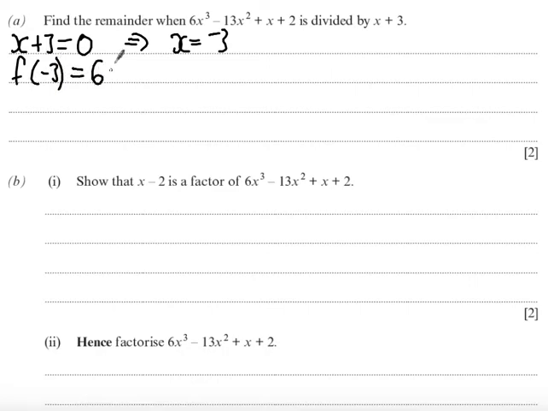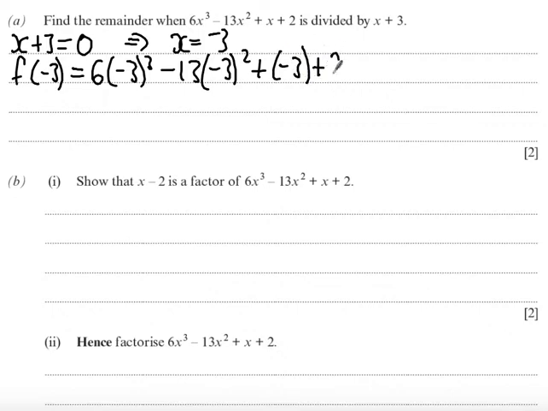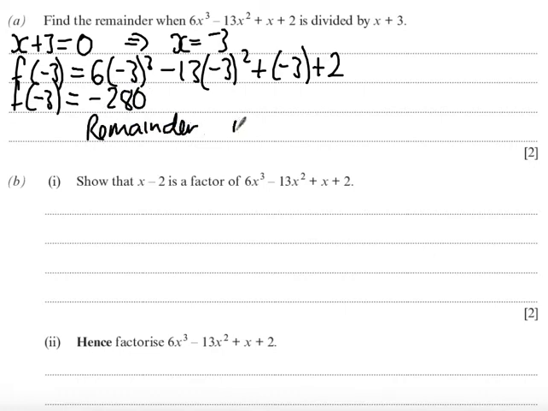So I get 6 lots of minus 3 cubed, minus 13 lots of minus 3 squared, plus minus 3, plus 2. So if I do f of minus 3 and put this into a calculator and work through it, we should get an answer of minus 280. So the remainder is minus 280.